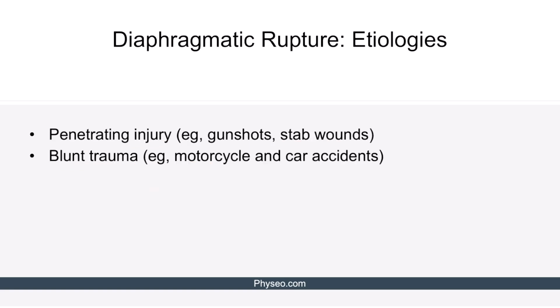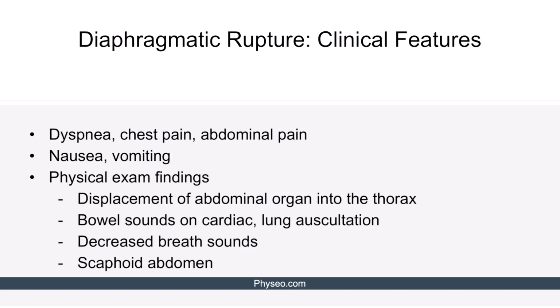Next, let's discuss the commonly tested risk factors. As we've already mentioned, diaphragmatic rupture results from either penetrating trauma, such as a gunshot or stab wound, or blunt trauma, such as a motorcycle or car accident.